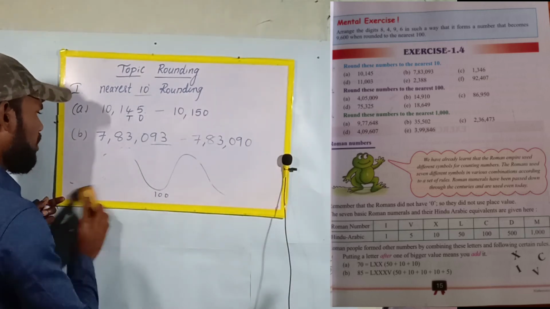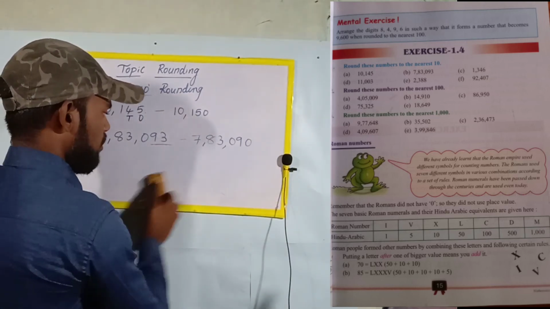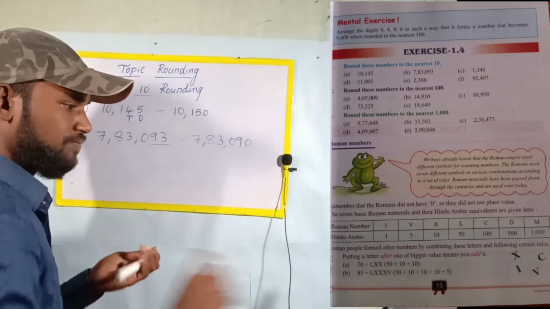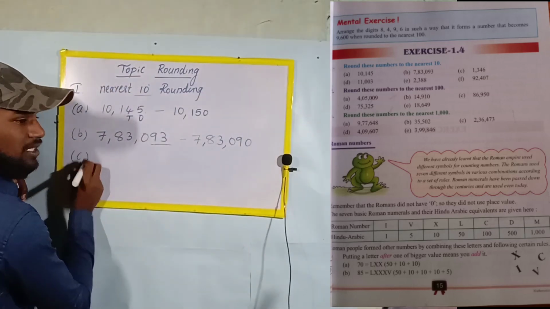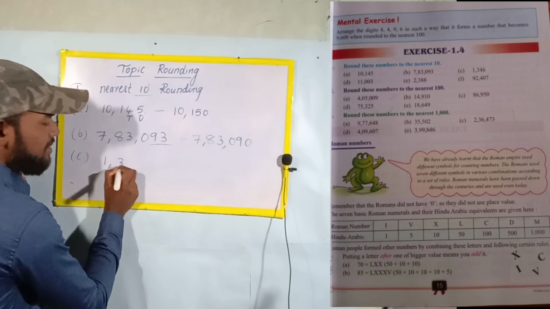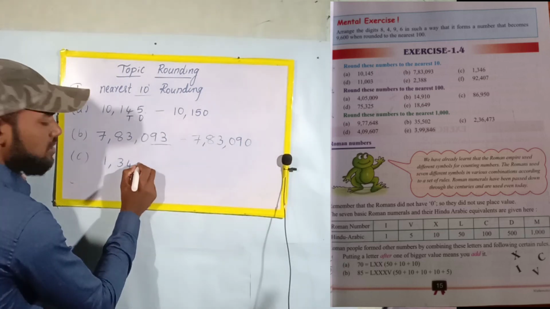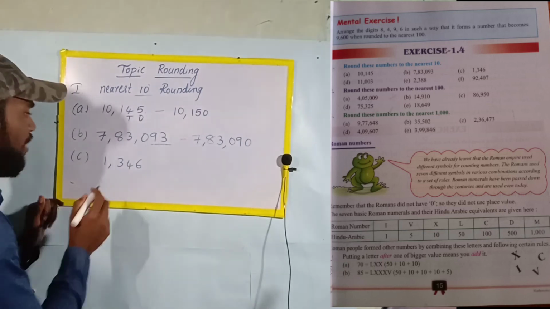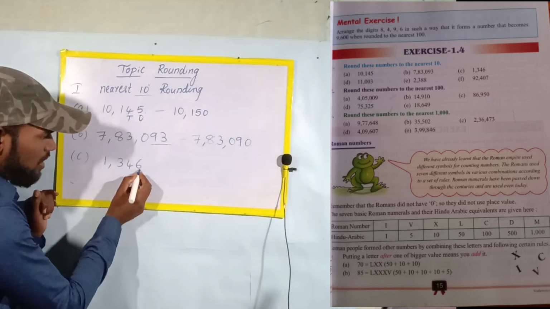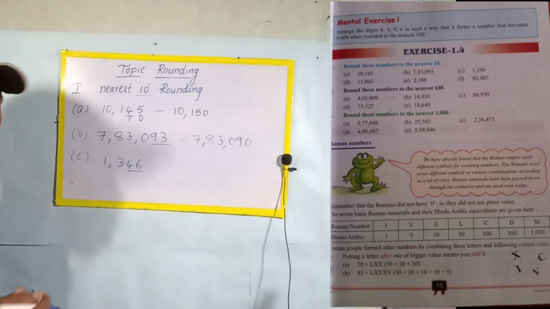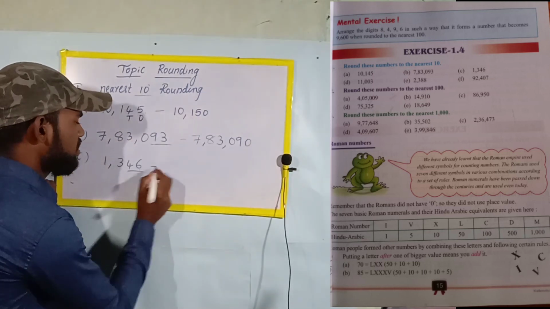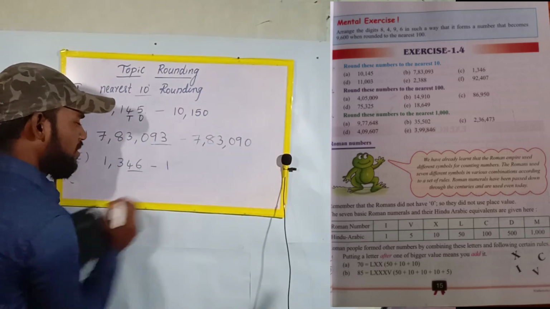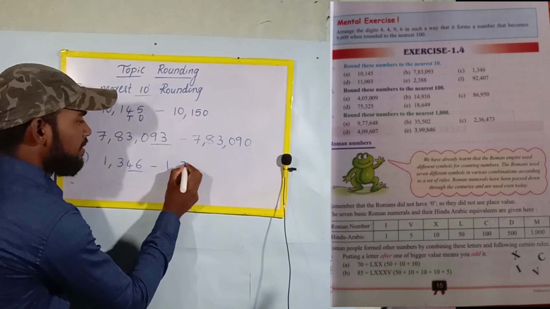I will explain one more problem. What is the next one? C bit is given: 1,346. We have to focus on ones and tens, only up to tens. Now see, rounding off the number to the nearest tens gives 1,350.